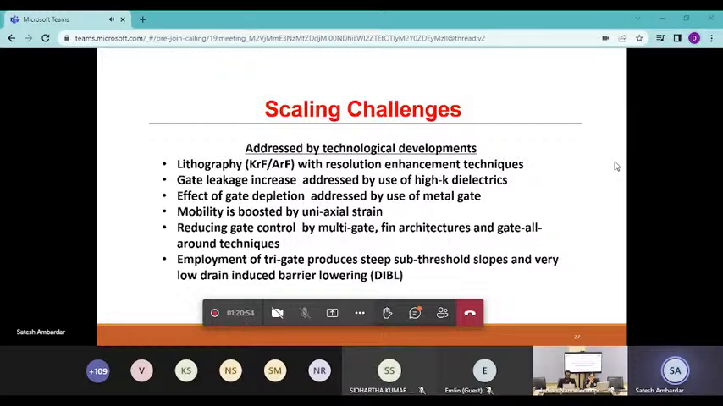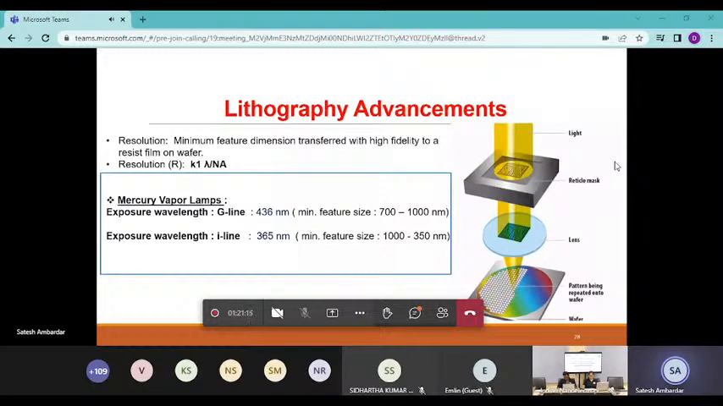And as I mentioned, there are challenges involved in scaling: the lithography challenges, arresting of the gate leakages, control of the gate, and then the introduction of new transistor structures, thin architectures. I'm coming to that in my subsequent slides.